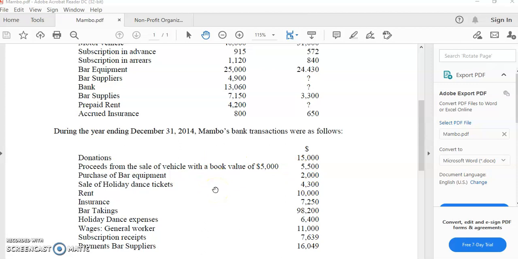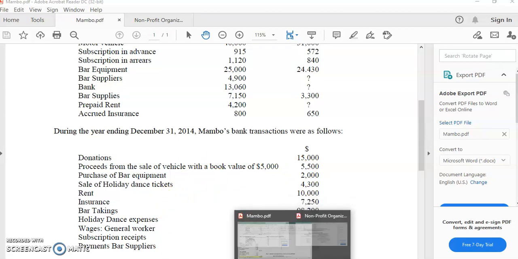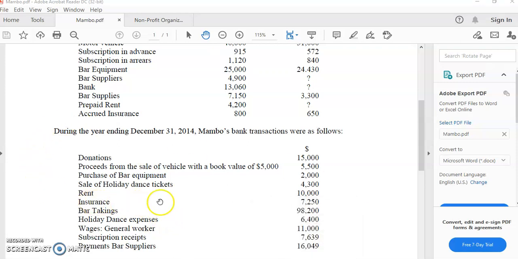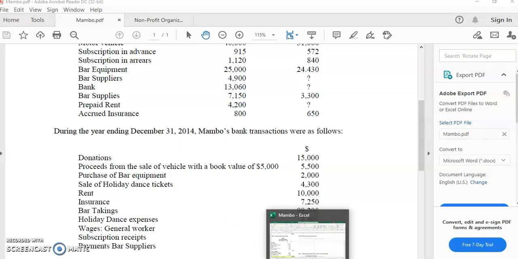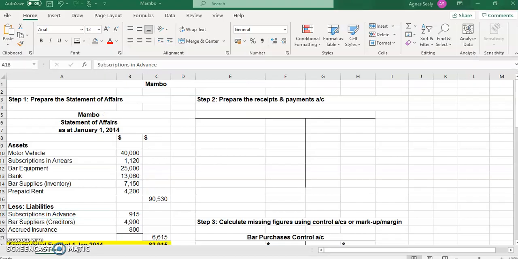So now let's look at our figures for the receipts and payment account. And you can always pause the video, note down the figures, and then you can go forward and look and see how we put these figures into the receipts and payment account. So this is our receipts and payment account for Mambo.